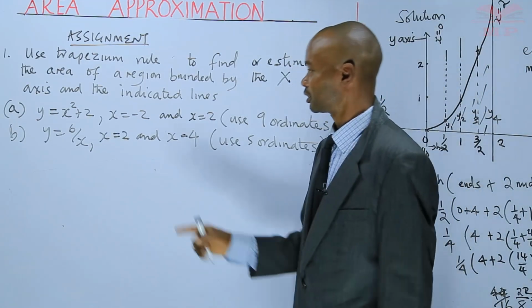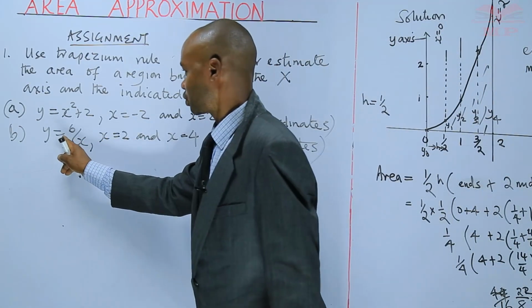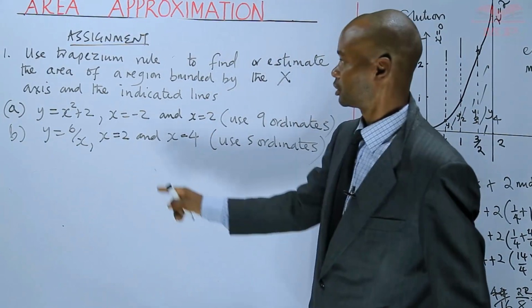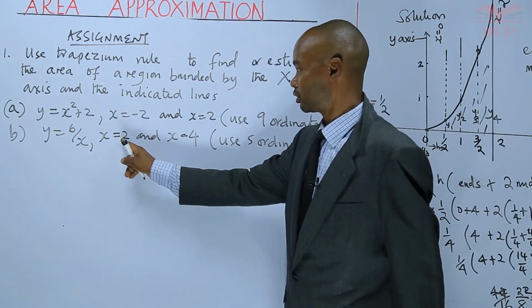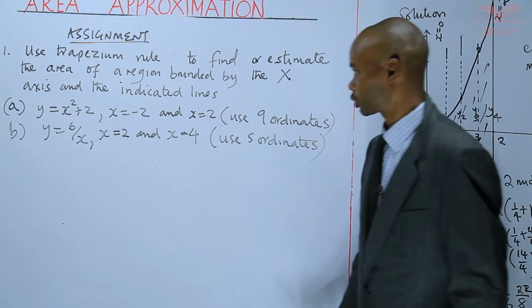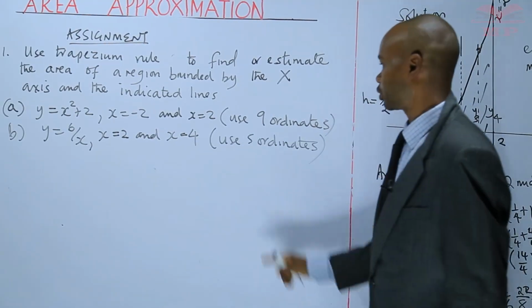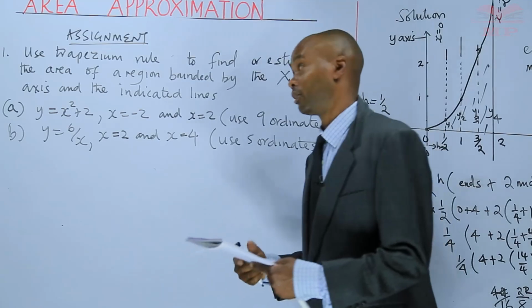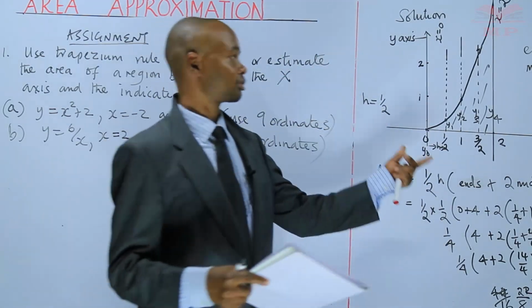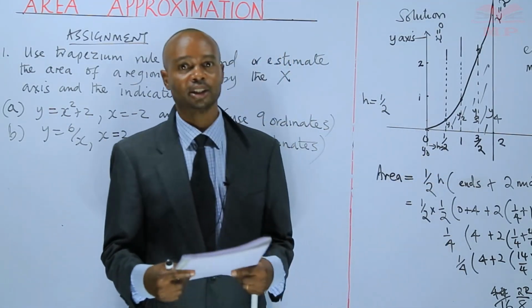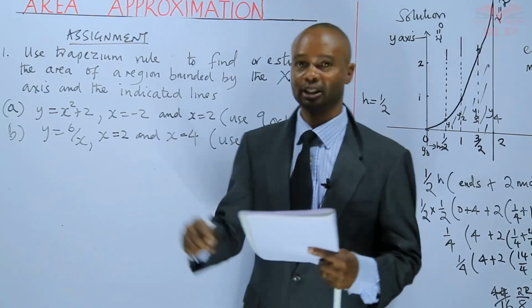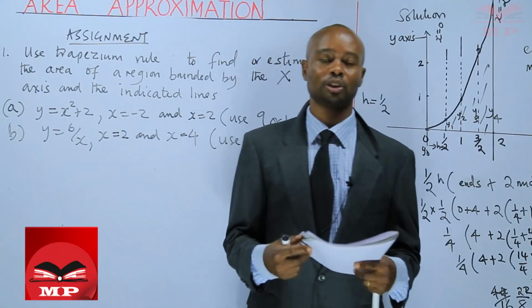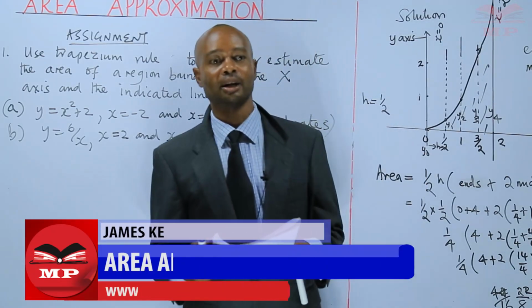In the second one, the curve is y is 6 over x. The lines bounding that region are x equals 2 and x equals 4. Use 5 ordinates. It means you are having 4 trapezia. So with that experience of going through that, it will be your time now to work it out, as practice makes perfect.